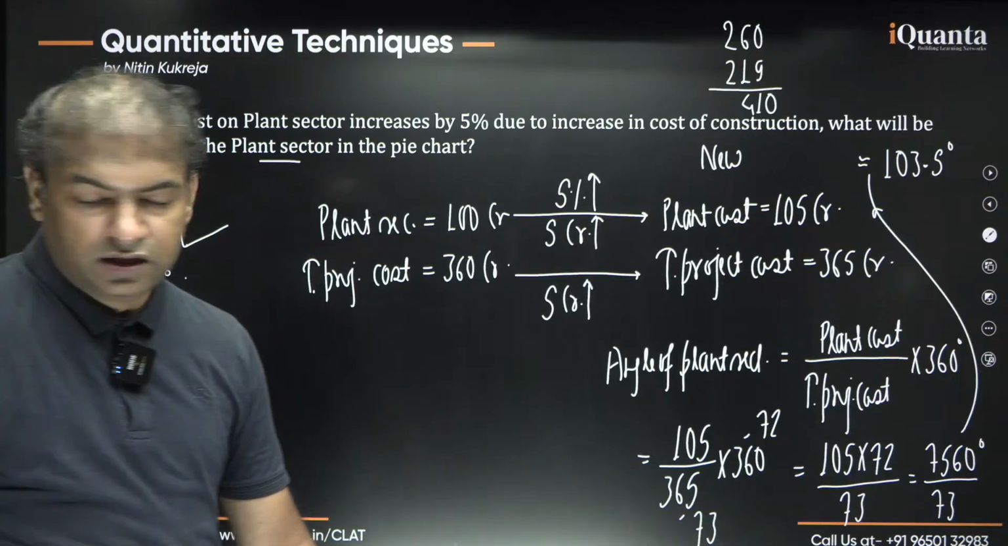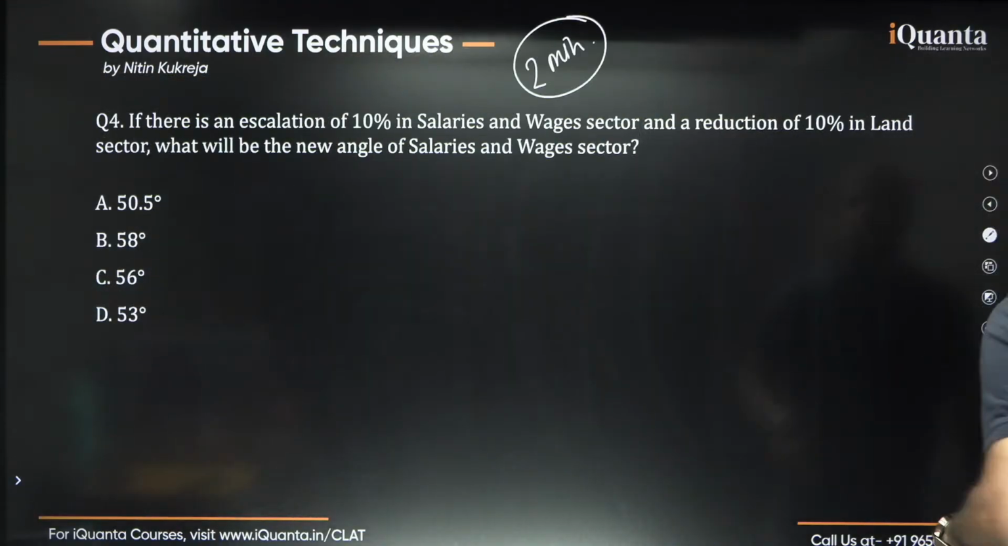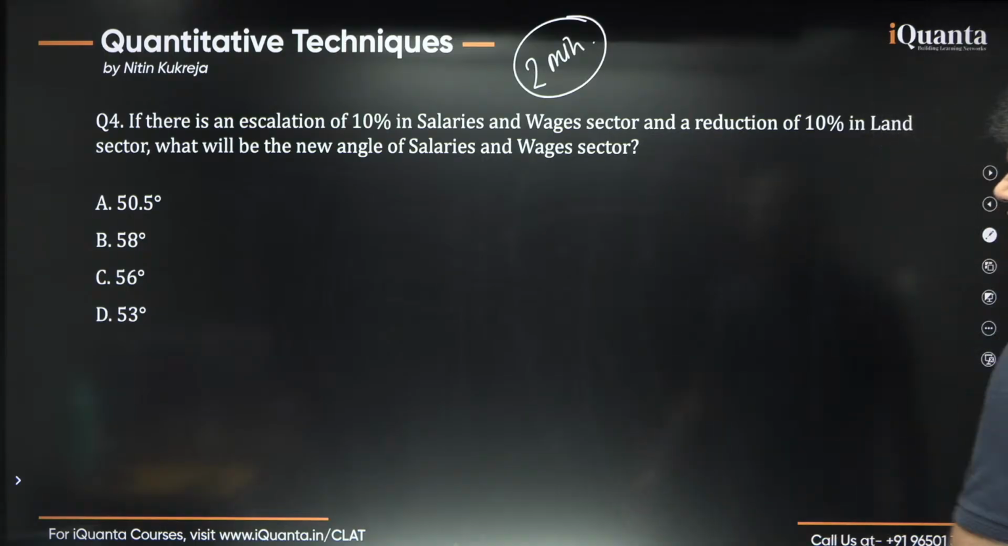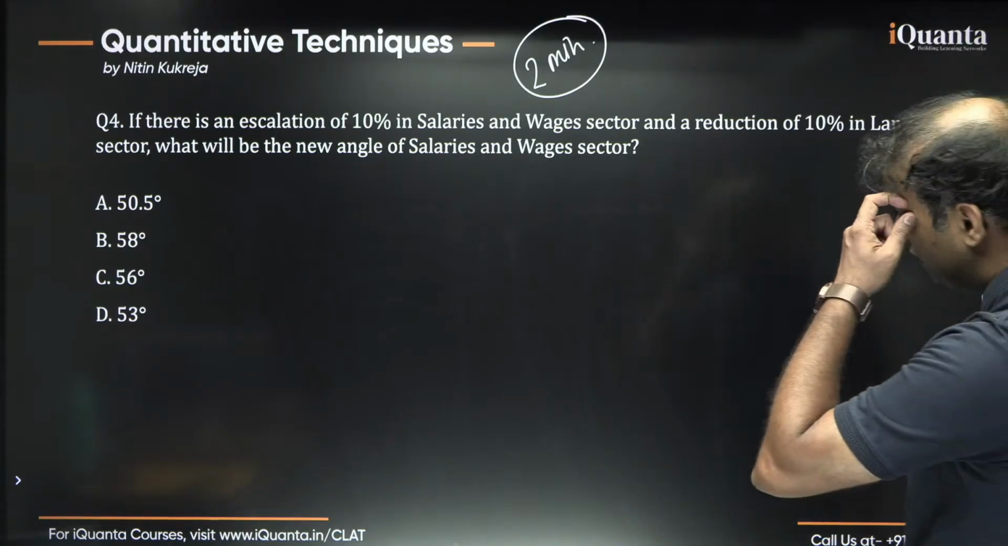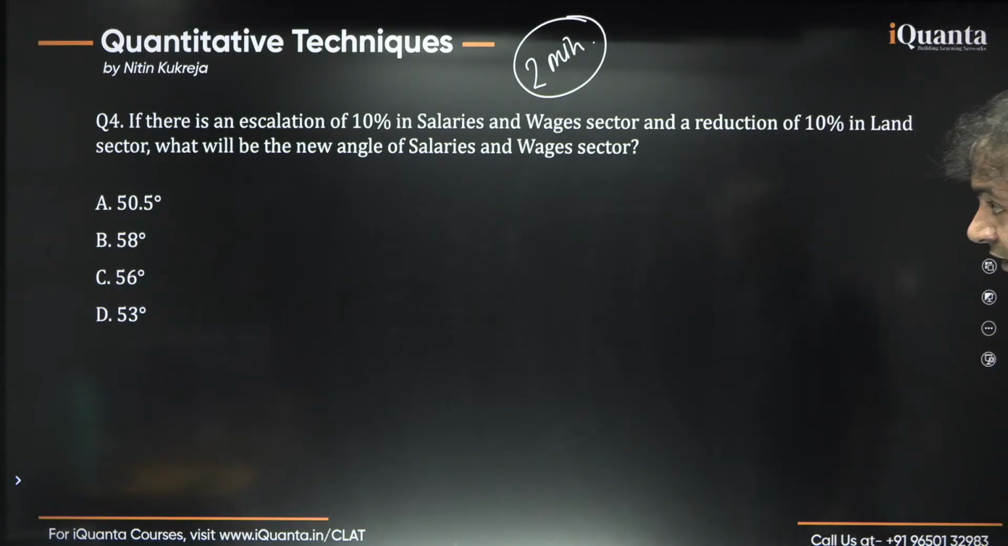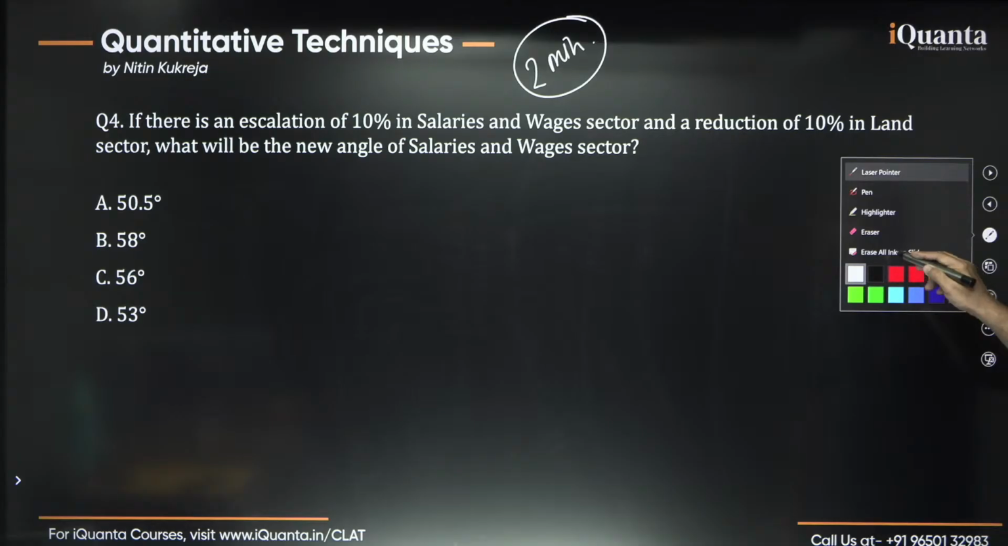All right. Now question number 4. Okay. Let me solve this question as well. I haven't got any answer so far. So let's try to solve this one. So this one is saying there is an escalation of 10% in the salary and wages sector and reduction of 10% in the land sector. Then what is the new angle of the salary and wages sector? All right.